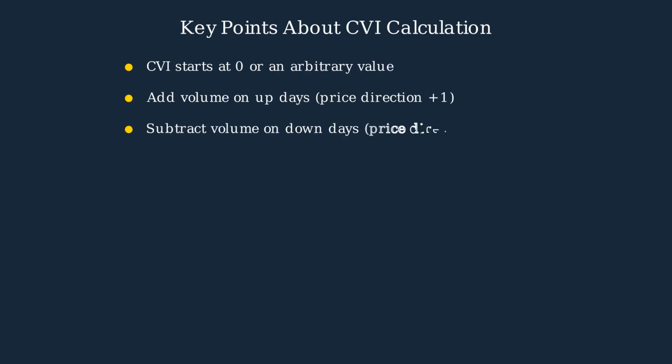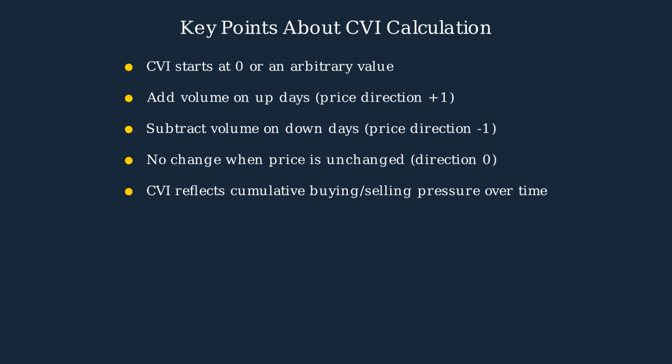Let's summarize what we've learned about calculating the Cumulative Volume Index. The Cumulative Volume Index starts at 0 and builds over time. It adds volume on up days, subtracts volume on down days, and remains unchanged when prices don't move. This creates a running total that reflects the balance between buying and selling pressure in the market.